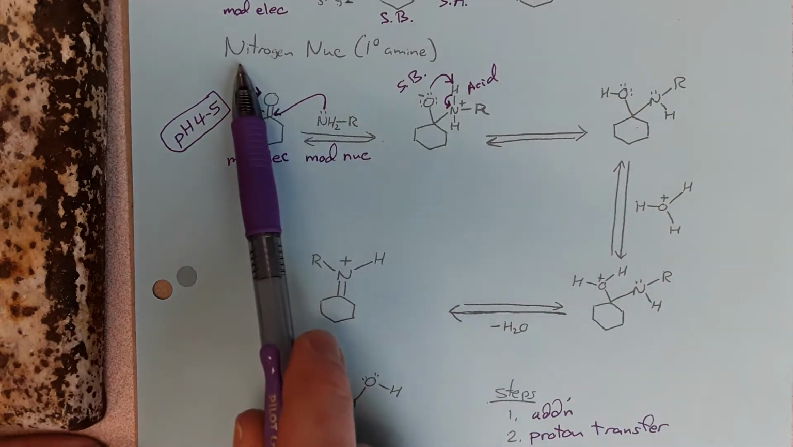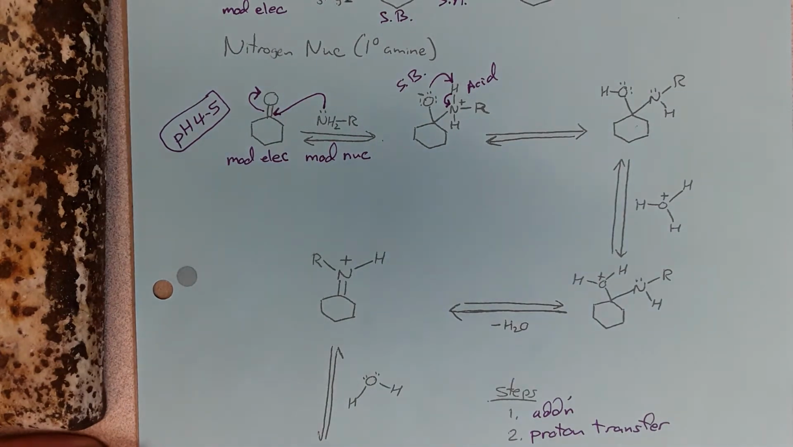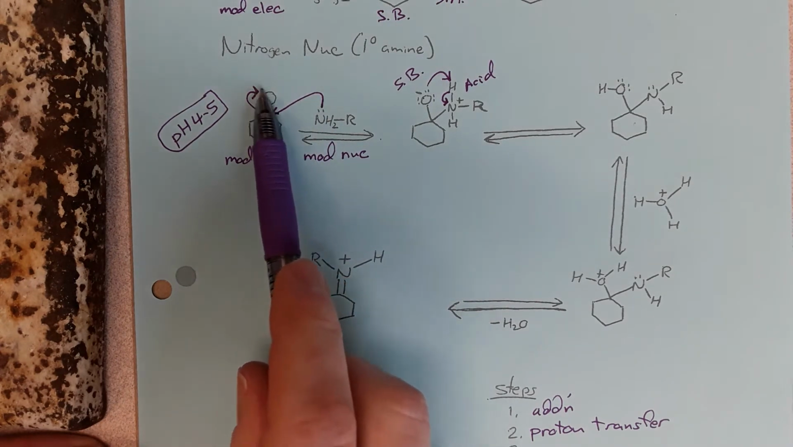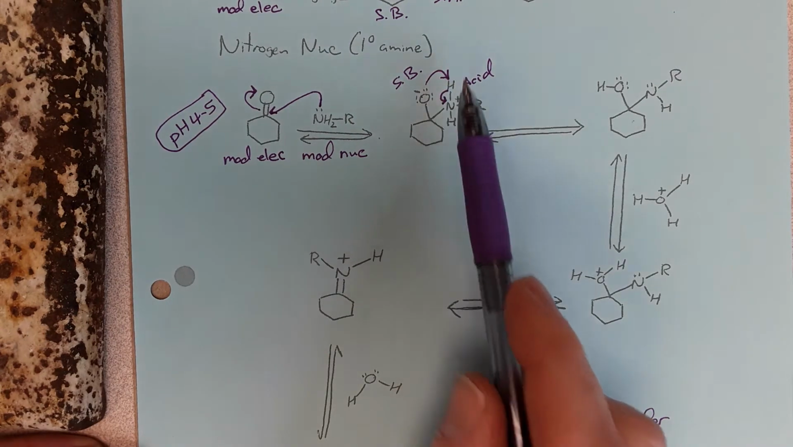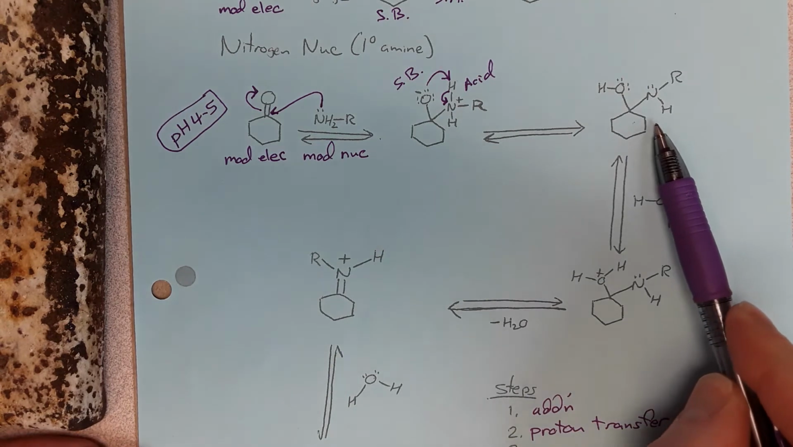So we left off working on the nitrogen nucleophile mechanism, and we had formed one CN bond, we had broken a CO bond, and we had done a proton transfer, forming an OH bond and breaking an NH bond. So here we are with our neutral molecule.